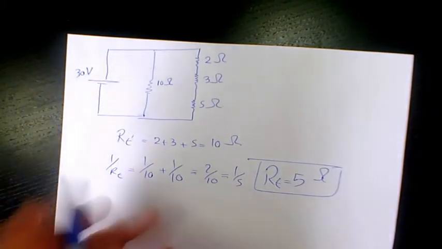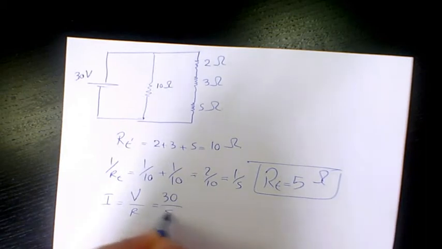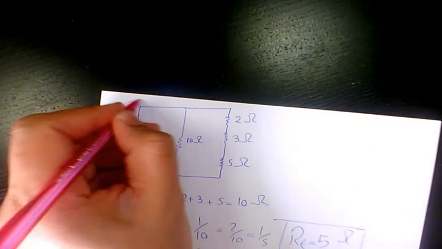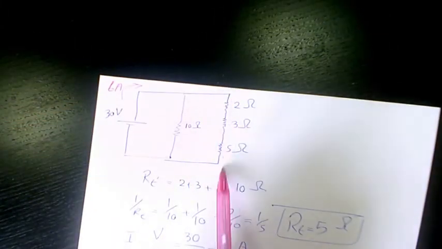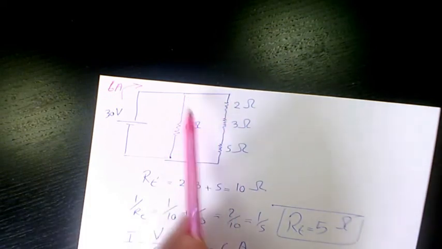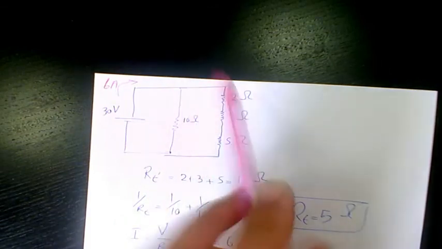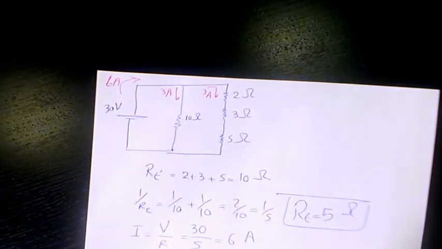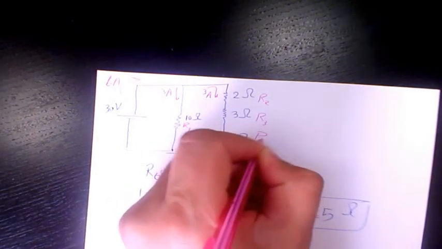V is 30, so I will be V divided by R, which is going to be 30 divided by 5, and it's 6 amp. So we have 6 amp in here. Since we have exactly the same resistance in each branch, it's going to be distributed equally in these two. So we have 3 amps in here and 3 amps in here. So let's call these R1, R2, R3, R4.